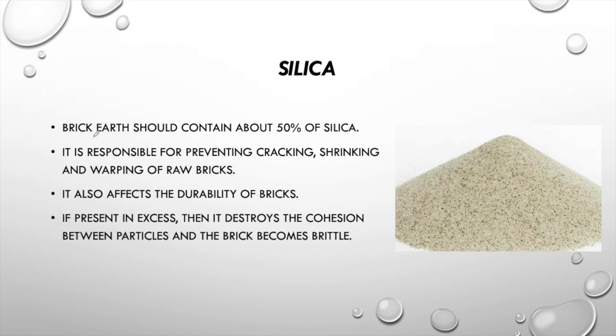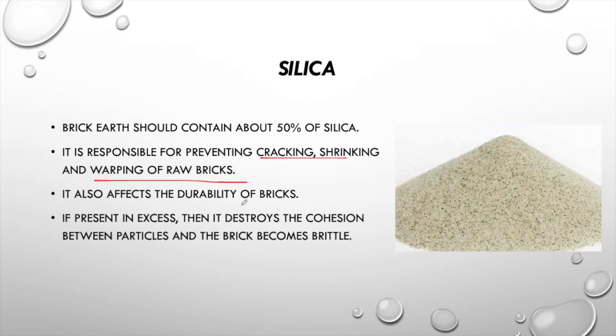In the good brick earth, the brick earth should contain about 50% of silica, and the silica is responsible for preventing cracking, shrinkage, and warping of the raw bricks. Okay, so silica is very much important. Silica is the basic constituent of this brick, and this is important for preventing cracking, shrinkage, and warping.